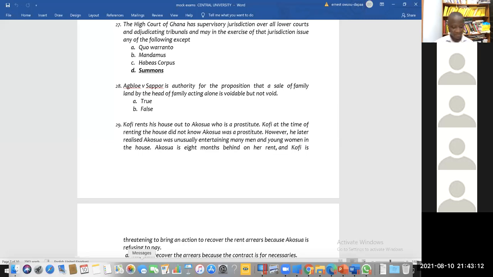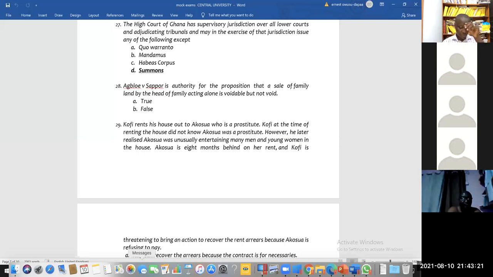Okay, so I have the case of Aglo against Sapo. In Aglo and Sapo, which also applied Kuma and Kuma, Chief Justice Arajan, who presided over the case, made the following observation. I will just read portions of the judgment. I'm just quoting from the case. There are therefore 2 points for serious consideration in this case.